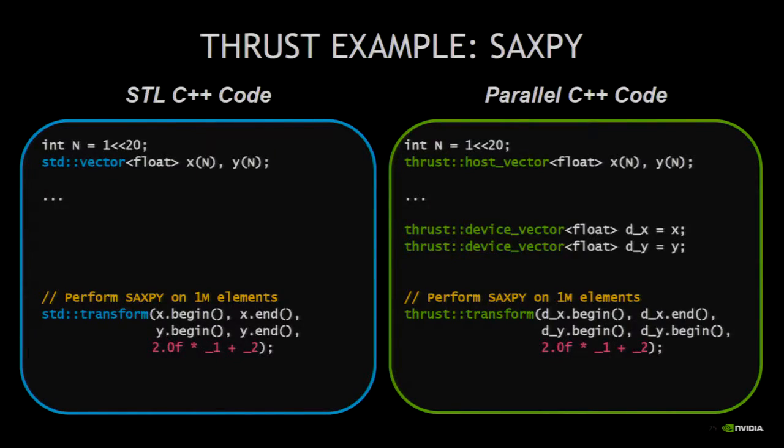Here is just an example of how the code looks in STL and C++ on the left, and on the right is how the code looks using Thrust. So you just replace std with thrust, and then you also need to allocate the device vectors that will be on the GPU, and simply when you do the assignment, it will copy the data from the host vector. And then the API, all the arguments are the same for the transform call.